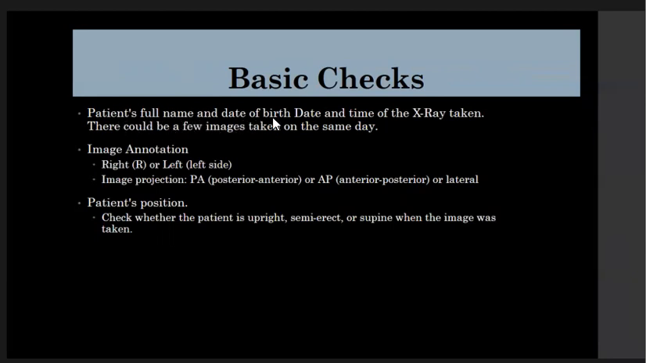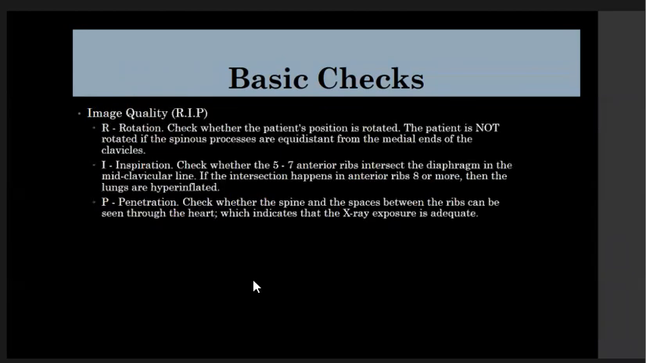Patient full name and date of birth, and date and time of the X-ray. There could be a few images taken on the same day. Image annotation, right or left. Image projection, PA or supine or lateral. Patient position: check whether the patient is upright, semi-erect or supine when the chest X-ray is taken. Look for the image quality: look for the rotation, look for inspiration, whether it is good or poor inspiration, and look for the ventilation. We discussed this image quality in the second lecture.